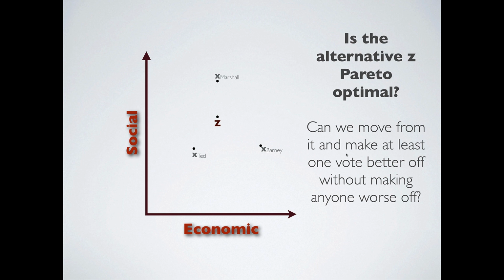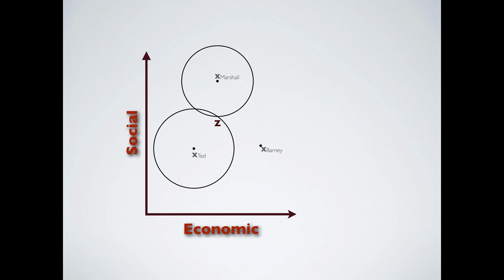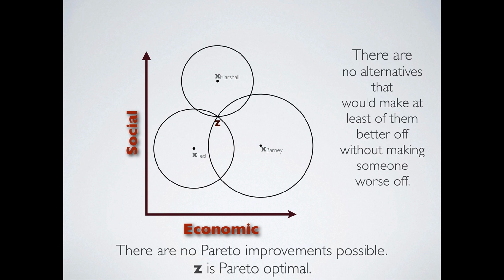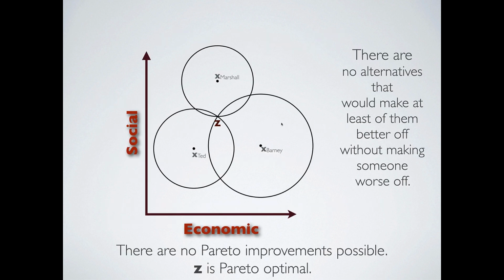So is the alternative Z Pareto optimal? Let's check again using indifference curves. So here are their indifference curves. I don't know why the dot came up last, but here you go. Here are the indifference curves running through point Z. There are no alternatives that would make at least one of them better off without making someone worse off.